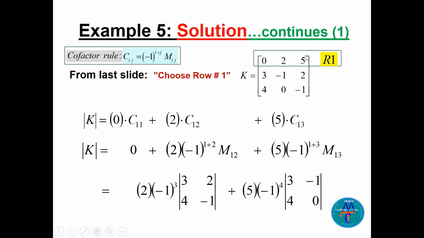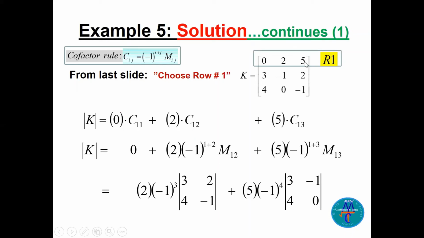Row 1, column 2 here. So I cancel row 1, column 2. What's left is 3, 4, 2, minus 1 there. And minus 1 to the power 1 plus 2, from the formula of the cofactor. And that's the minor there.